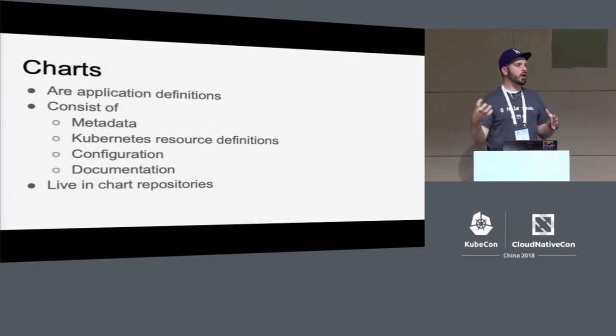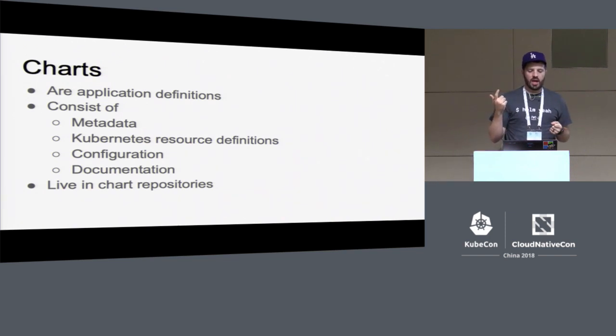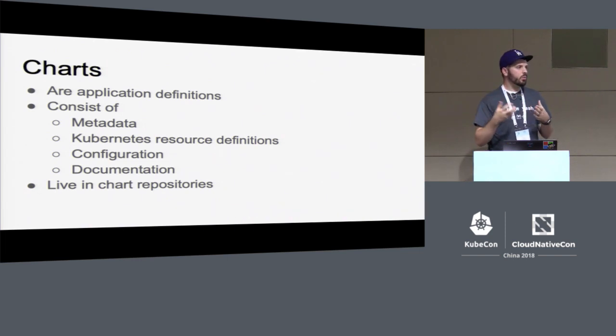So a chart is generally a collection of these different Kubernetes objects. It also has some metadata that goes along with it. We have a chart.yaml, which I'll show an example of, that contains metadata and a little bit of the documentation. There's also some configuration in the form of default values that get installed. Charts live inside of chart repositories.